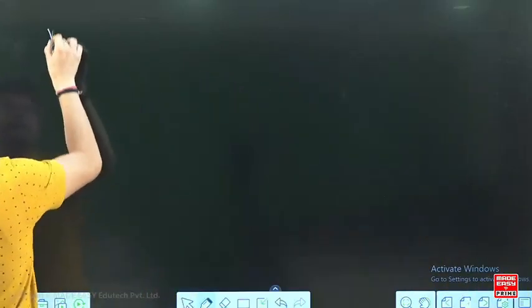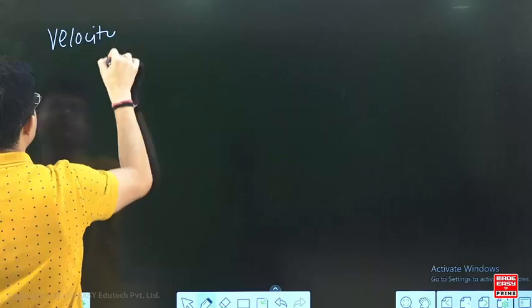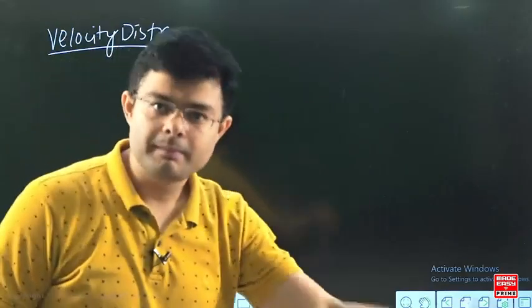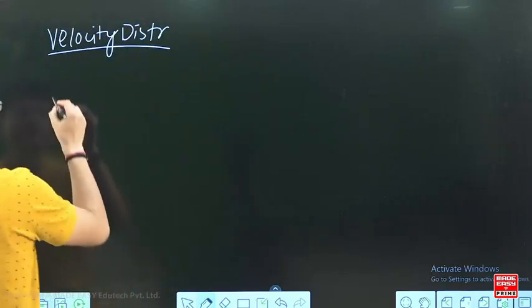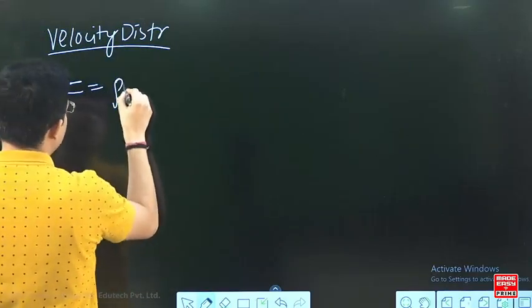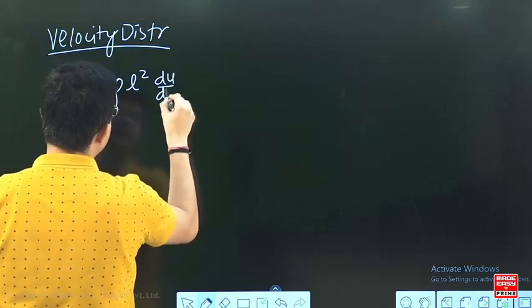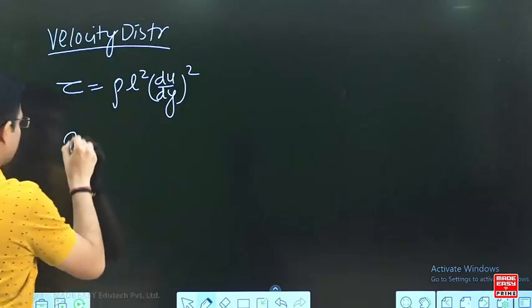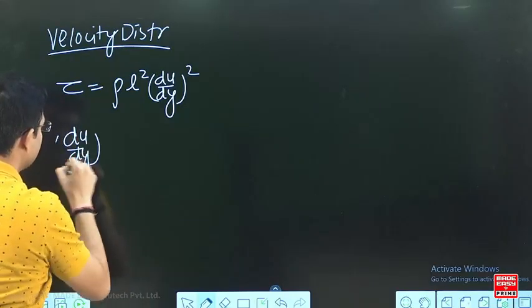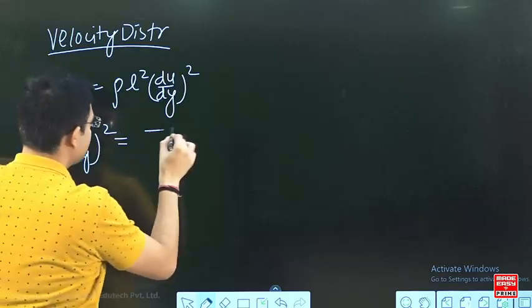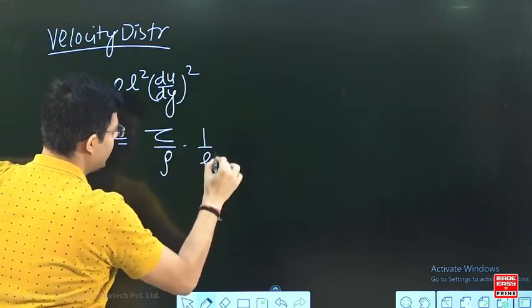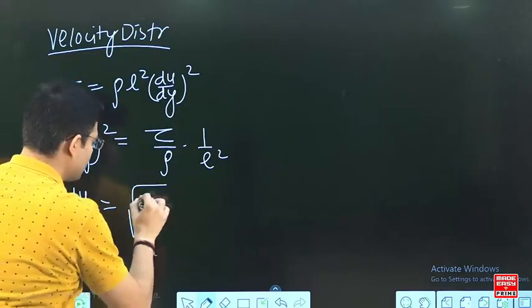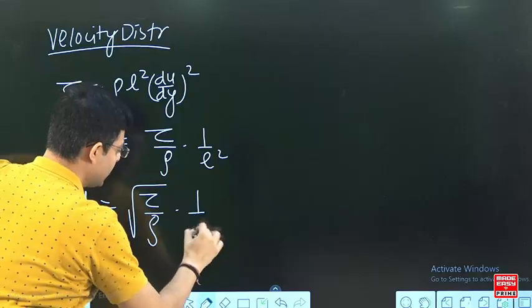Now look here. Let us go for velocity distribution. Already I know that the velocity distribution will be logarithmic, but still let us find that out. Everybody knows tau is equal to rho L square (du by dy) whole square. This is the shear stress in turbulent flow. So (du by dy) whole square can be written as tau by rho into 1 by L square. Taking the under root, du by dy is equal to under root of tau by rho into 1 by L.